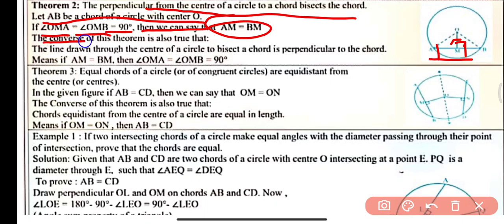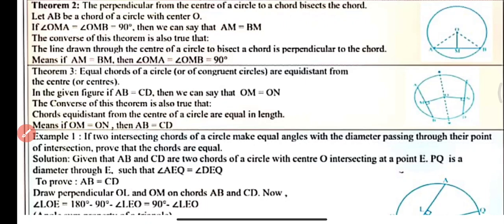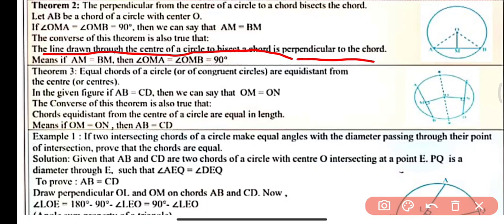Now the converse of this theorem is also true. You can see the result in front of you, triangle AMO and triangle BMO. You can prove the two triangles congruent to each other, and then by CPCT we can say AM equals MB. And the converse of this theorem is also true, that the line drawn through the center of the circle to bisect the chord is perpendicular to the chord. Means if AM equals BM, then angle OMA equals angle OMB equals 90 degrees. Keep in mind, the converse of this theorem is also true.